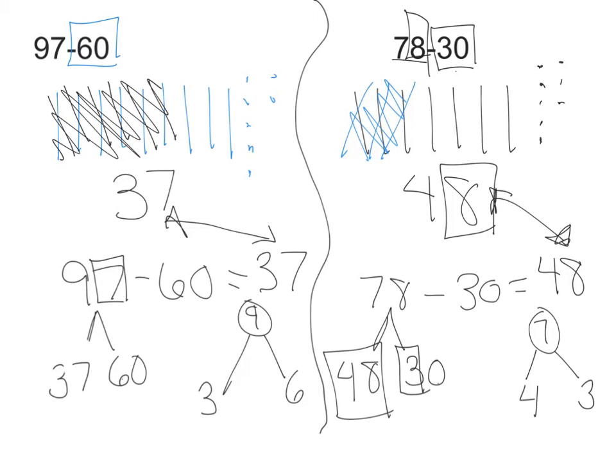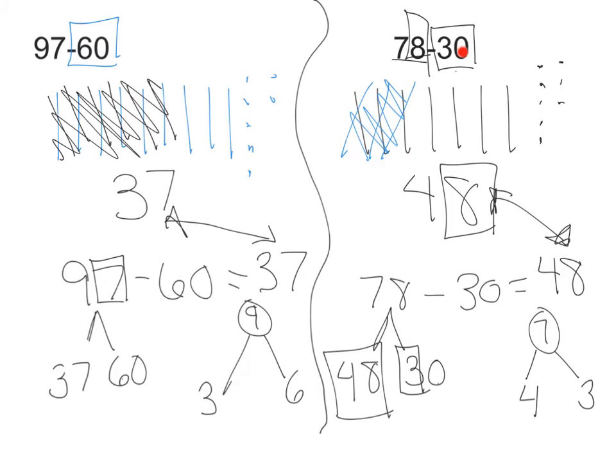7 minus 0 is 7. So 7 has to be found in the ones place of my answer for problems that are subtracting only tens. If this made sense to you, you are ready to move on. If this was still hard, go back and try these problems again.